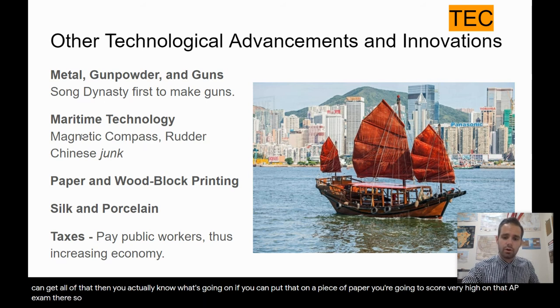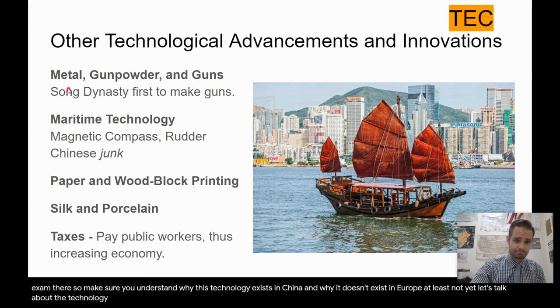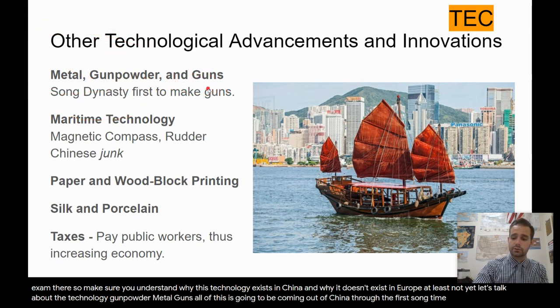So make sure you understand why this technology exists in China and why it doesn't exist in Europe, at least not yet. Let's talk about the technology. Gunpowder, metal, guns, all of this is going to be coming out of China. They're the first, Song Dynasty is the first one to make guns.